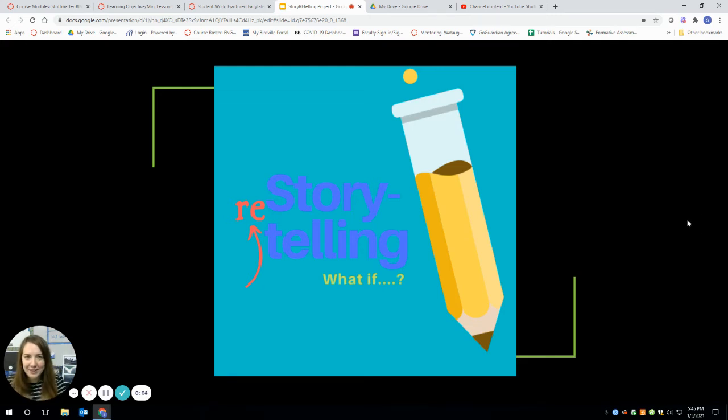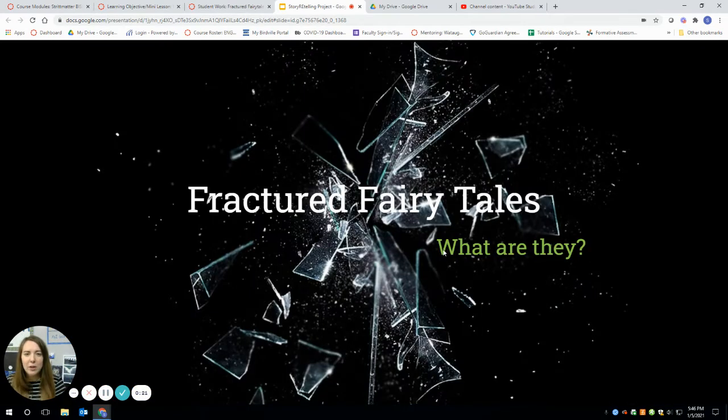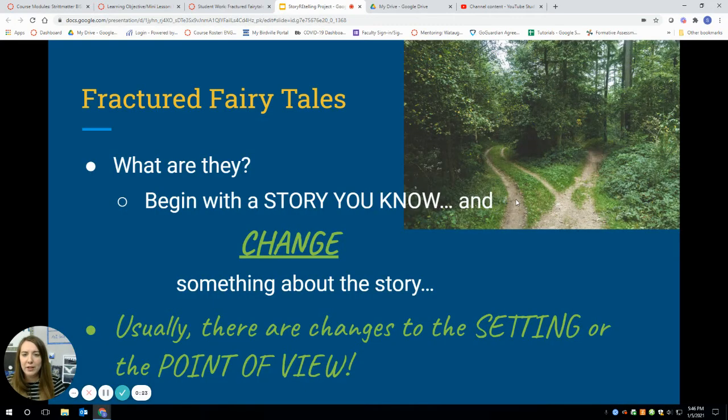Anyway, so we're looking at Fractured Fairy Tales Part 2 today. Yesterday, you guys looked at what a fractured fairy tale was. Today, we're going to finish our basics by looking at a point of view refresher as well as a setting refresher. So why do we even care about point of view and setting right now? That's because when we look at what fractured fairy tales are, it's going to be something that we change about the story. Usually, we're going to change where or when the story takes place, or we're going to change who's telling the story. So we need to do a refresher for that reason.